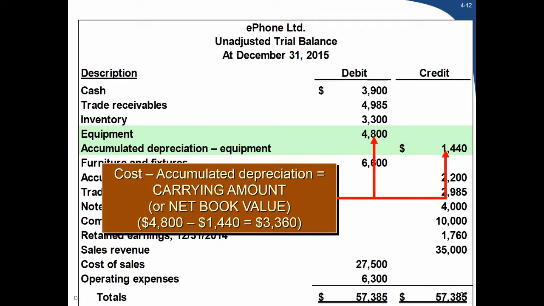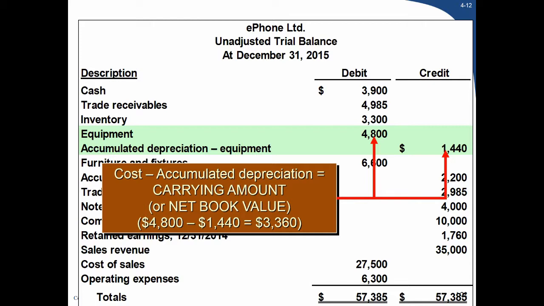So the equipment balance of 4,800 is called the cost. And that's what it cost us to purchase the asset. Okay? When you purchase your MacBook for whatever, $1,200, that was a cost. You're not saying that's what it's worth today. You probably couldn't resell it for that much. The cost doesn't change. The cost is what you paid for it historically. Okay, so we paid $4,800 for the equipment historically.